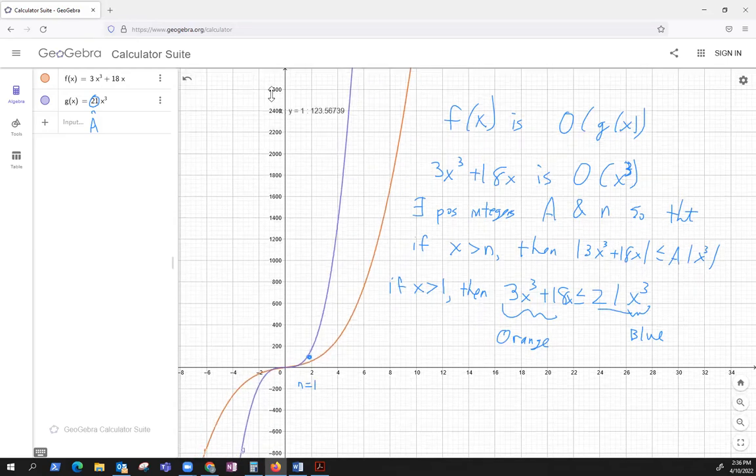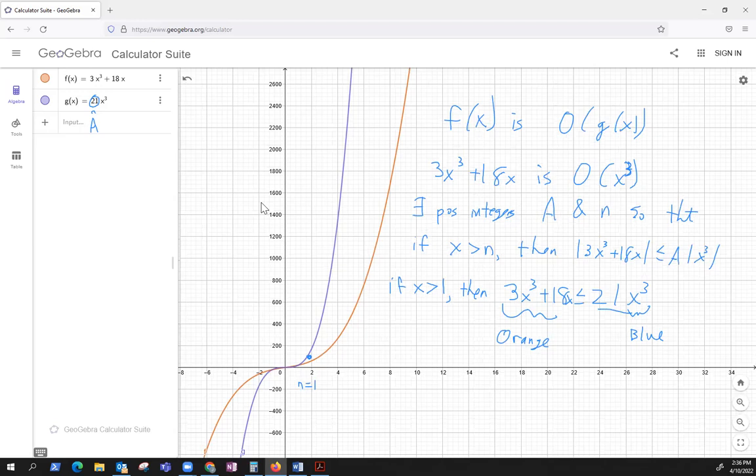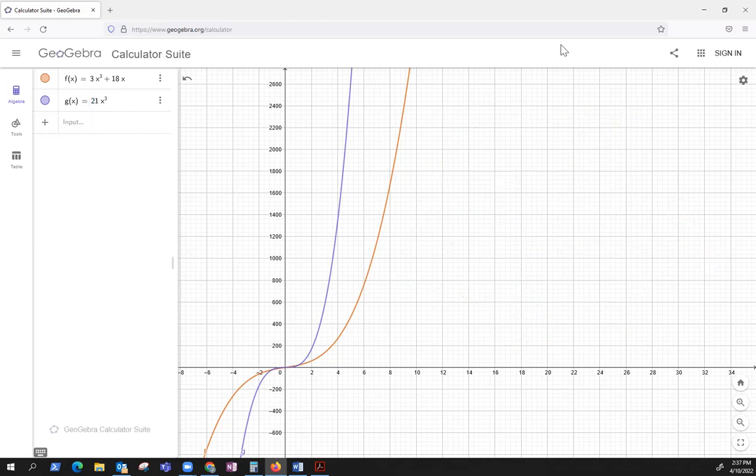And this is all that big O means for functions, that I can go eventually far enough along the x-axis so that the f function is smaller than a constant times this bluish colored function. This is what it means for functions. Now, this is how you do it with a graph. I want to show you how you can do it analytically in a couple cases.